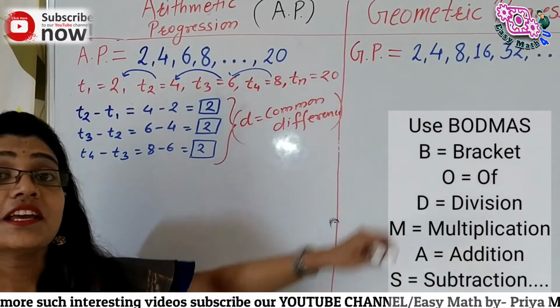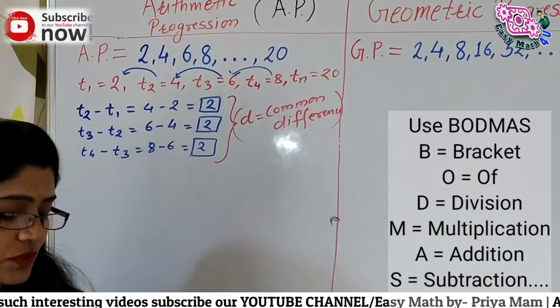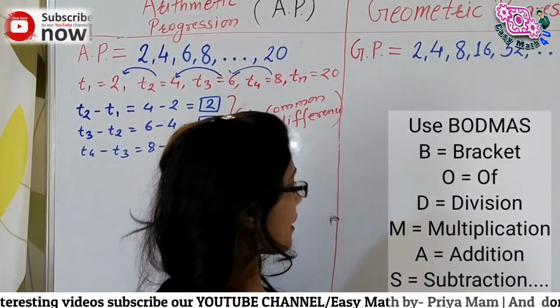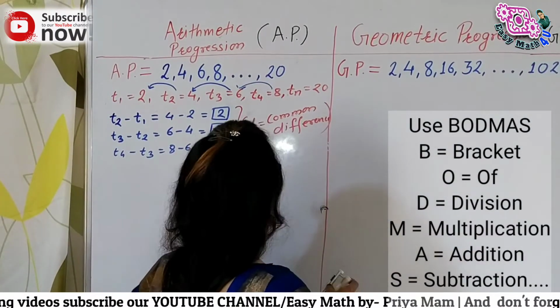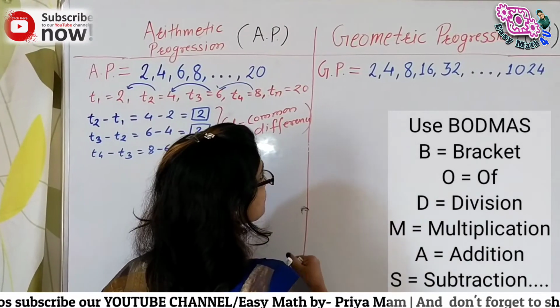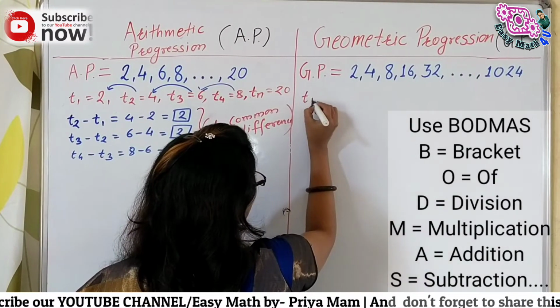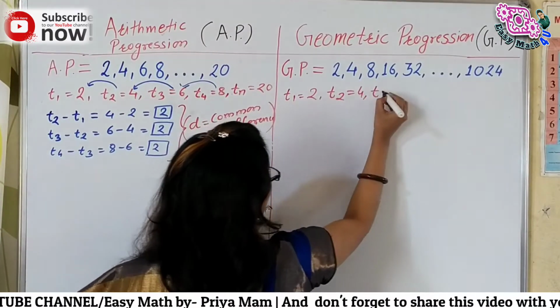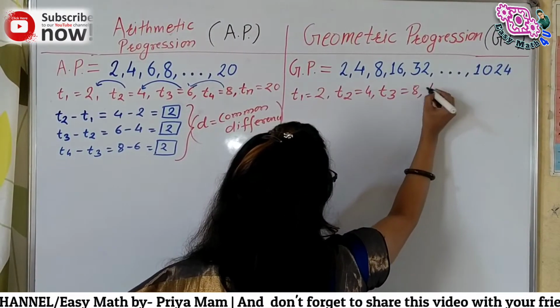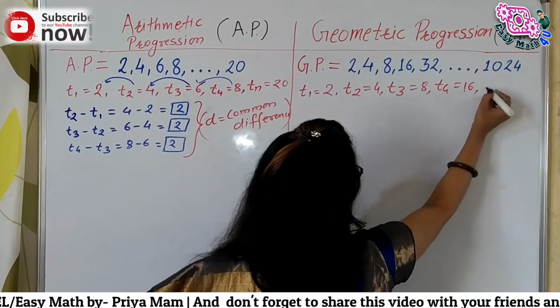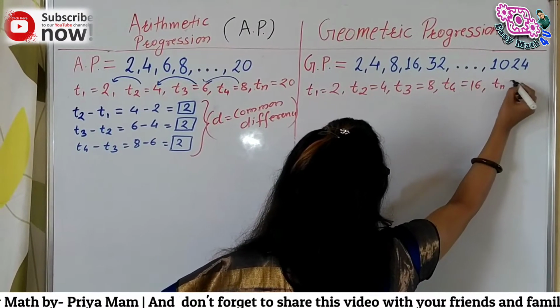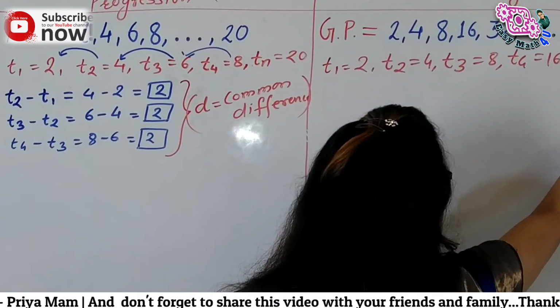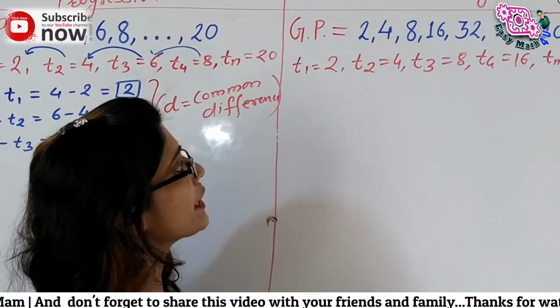Now let's see why it is a GP. To check for a GP, you have to calculate the same way. You have to write down term 1, T1 is equal to 2, T2 is equal to 4, T3 is equal to 8, T4 is equal to 16. We write the last term, T of n is equal to 1024.